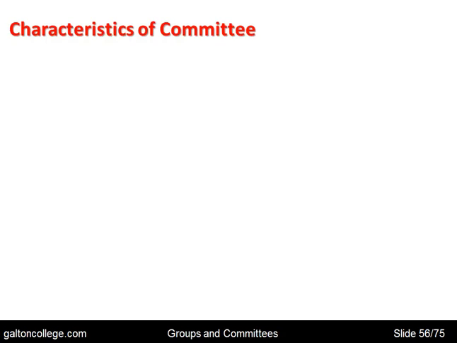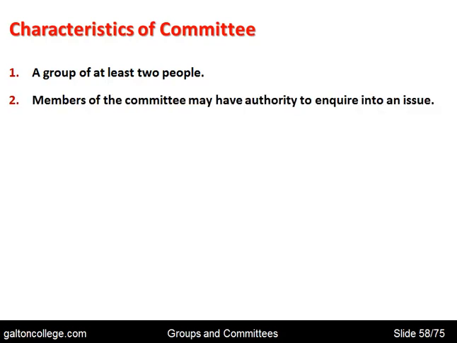Now, the characteristics of a committee. Well, it's a group of at least 2 people. Well, you can't have a committee with just one, so it's a collective noun, so there must be at least 2 people. Members of the committee may have authority to inquire into an issue.